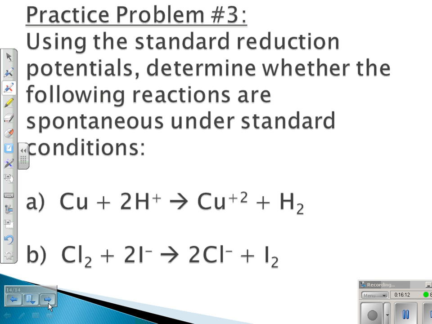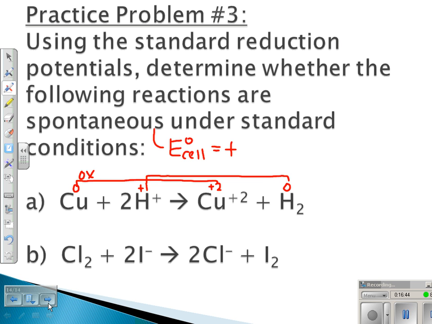Then we have this one. It wants us to use the reduction potentials to figure out whether the reaction is spontaneous under standard conditions. So in other words, it wants to know if E cell is positive. If it's positive, it's spontaneous. If it's negative, it's not. So we're going to go through our problems kind of like we did before. We know the oxidation number of copper is 0, and it goes to a plus 2. So if it goes from 0 to plus 2, that means that it lost electrons, so it is being oxidized. Hydrogen goes from a plus 1 to a 0. If you go from plus 1 to 0, then you gained electrons. So it is being reduced. Okay, so now I know my reduced and my oxidized.